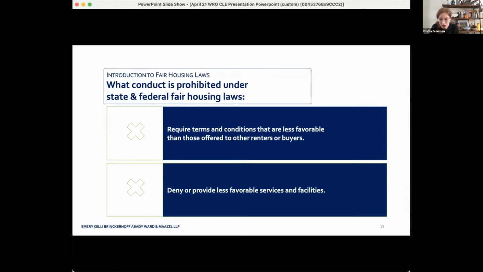So for example, you couldn't require a rent that was higher for an identical unit based on the fact that someone was African American. And I wanted to take the opportunity on this slide to talk about a case that our firm was involved in some years ago that really exemplifies the provision of less favorable services and facilities. And it was a case brought by an African American woman in a fair housing group who had applied to rent an apartment in New Rochelle.